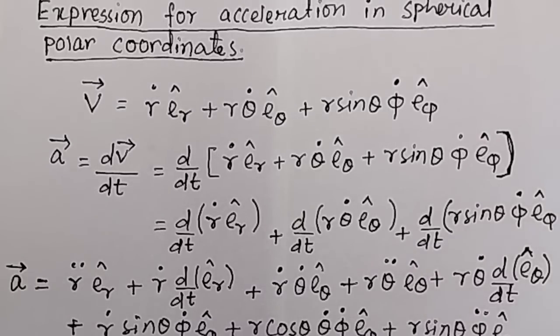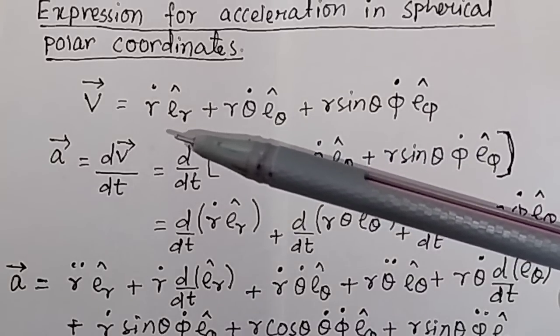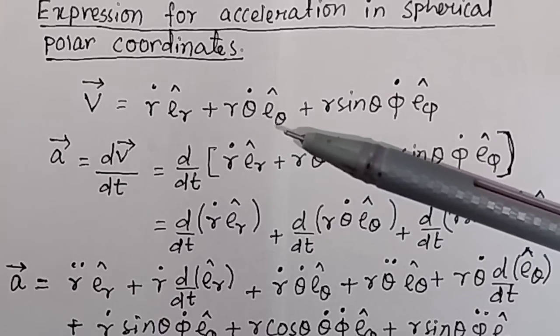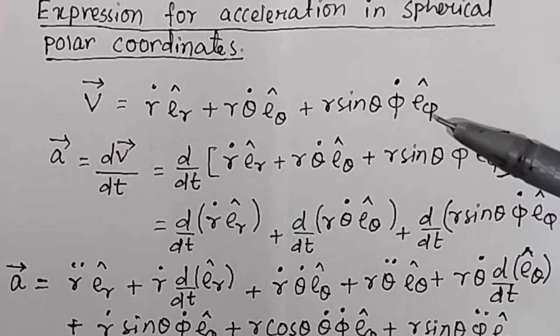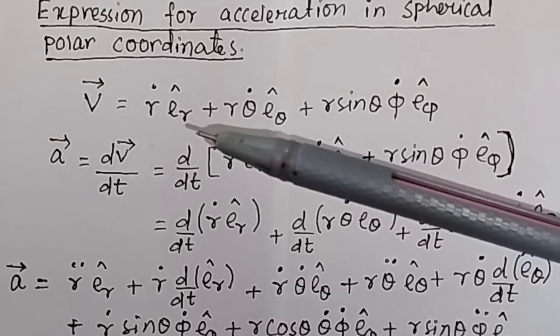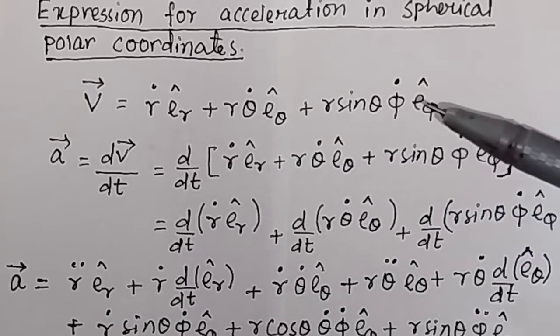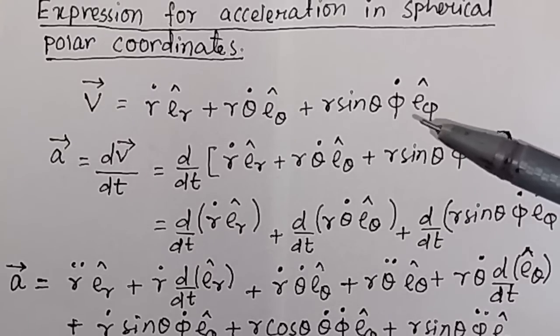From the expression of velocity, we have velocity in spherical polar coordinates: r dot e_r cap plus r theta dot e_theta cap plus r sin theta phi dot e_phi cap. Either you write e_r cap or r cap. Similarly, you may write theta cap or e_theta cap, or phi cap or e_phi cap. I have discussed it in the video. Those are the unit vectors.